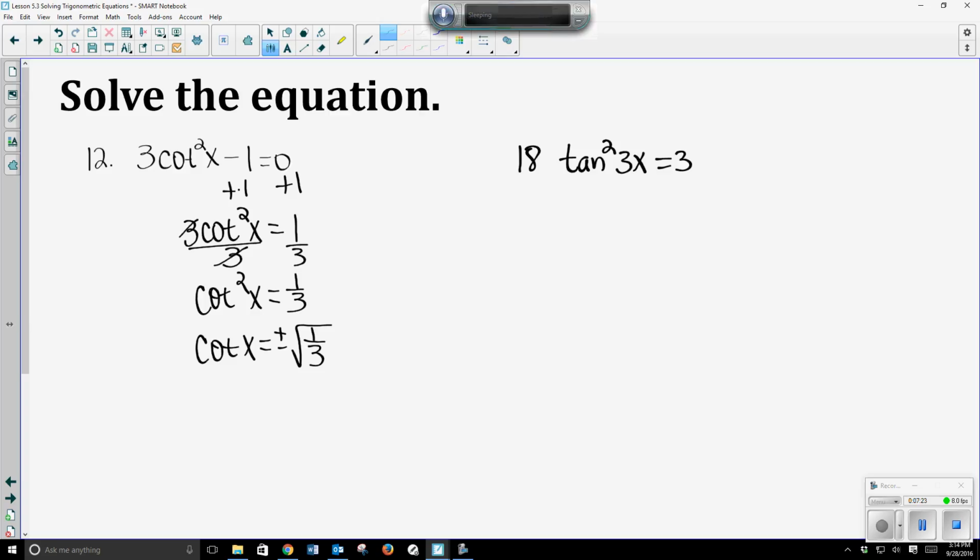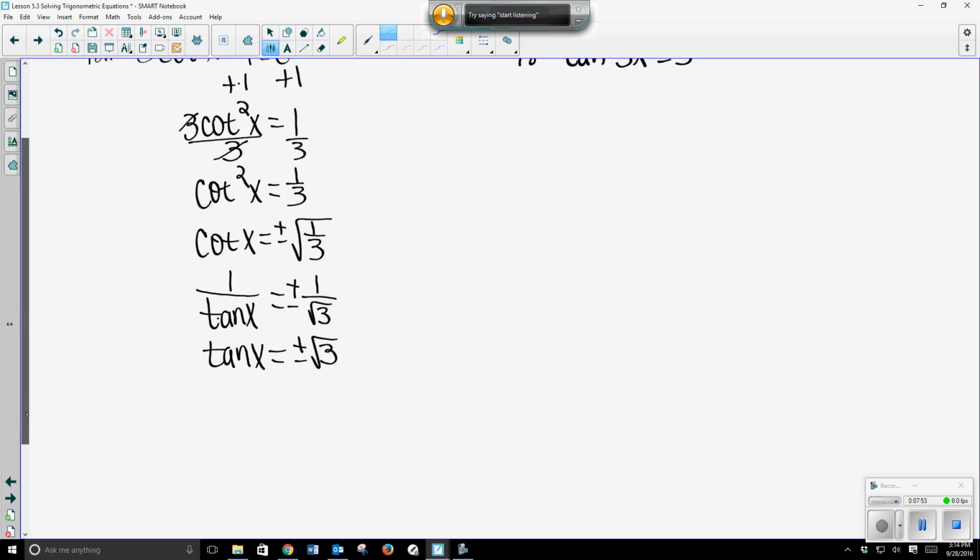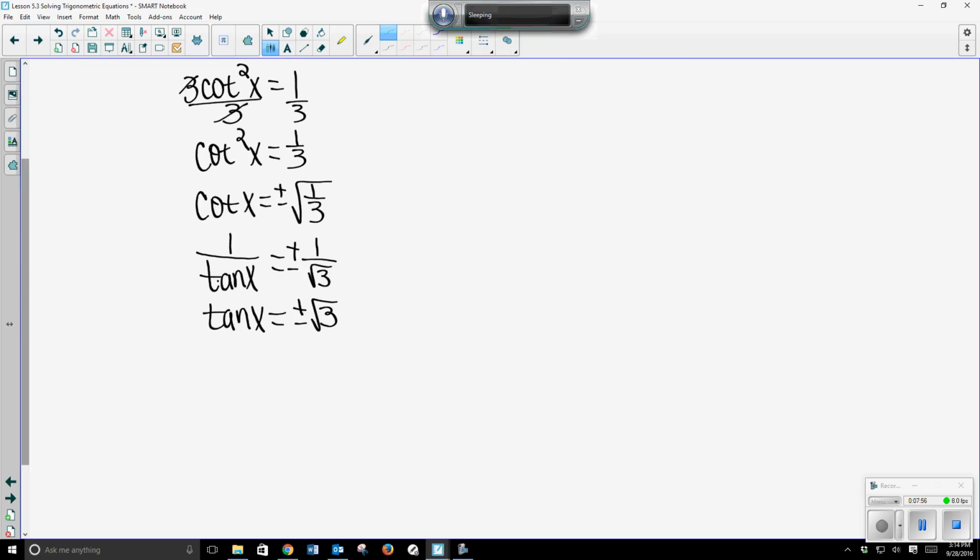What we want, or what I want, is tangent. 1 over tangent x is equal to plus or minus the square root of 1/3, which, by the way, is plus or minus 1 over the square root of 3. So I could rewrite that as the tangent of x is equal to plus or minus root 3. So x is equal to, we have two answers, positive root 3 and negative root 3.